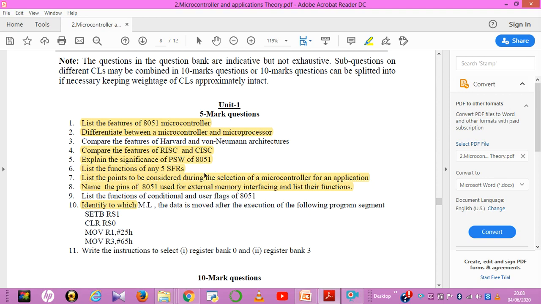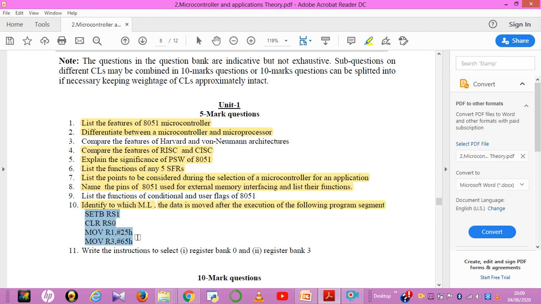Next, identify which memory location the data is moved to after the execution of the following program segment. They have given one program here. After this one, which memory location, in the sense which memory location the data is moved to after execution of this program.